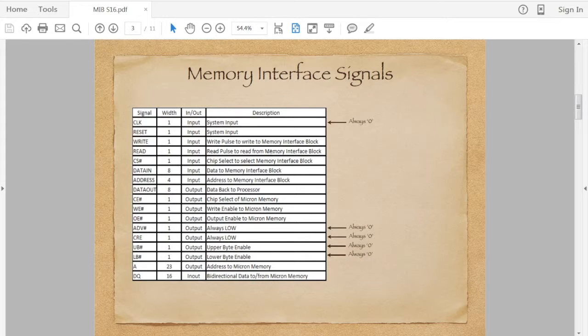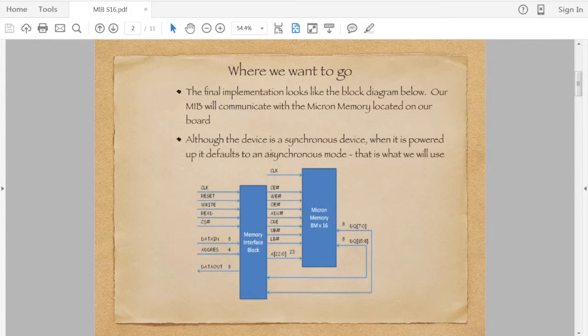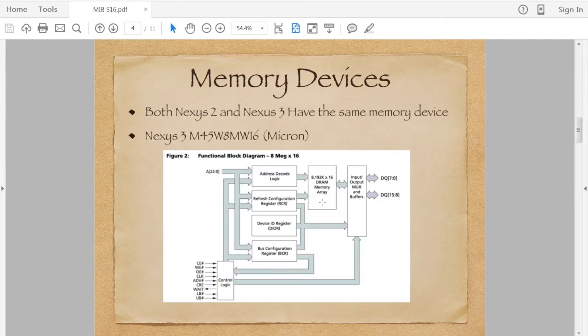Okay, so what's a little bit out of date for me? The data in, data out are 16 bits now. That's going to our block, and then going out we have at the bottom the 16 bits of our DQ. So again, now that we've got the MicroBlaze, we have a 16-bit interface. So our memory interface block now is communicating 16 bits. I didn't update this chart, I apologize, but I updated the later charts. So let's go ahead and go to them.